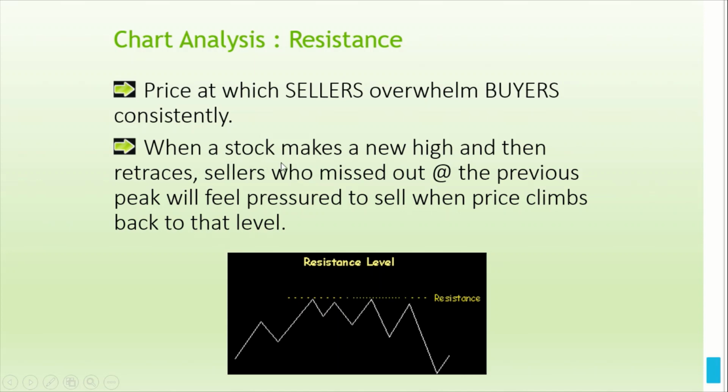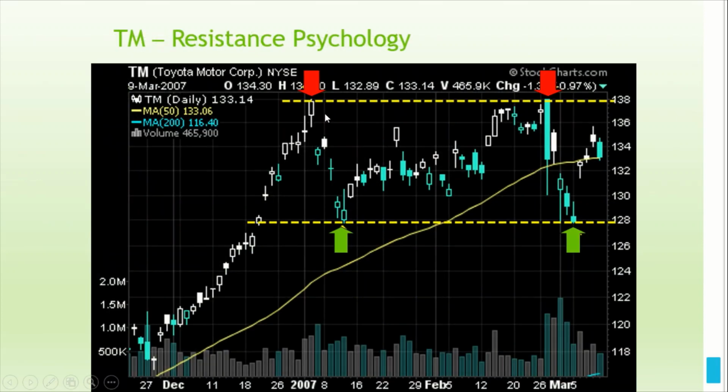Okay? So when a stock makes a new high and then retraces, sellers who missed out at the previous peak will feel pressured to sell when price climbs back to that level. So as you can see, this is our support and this is going to be our resistance line. The resistance line is for the seller, the support line is for the buyer. So having a resistance line is a confirmation of a sell signal.